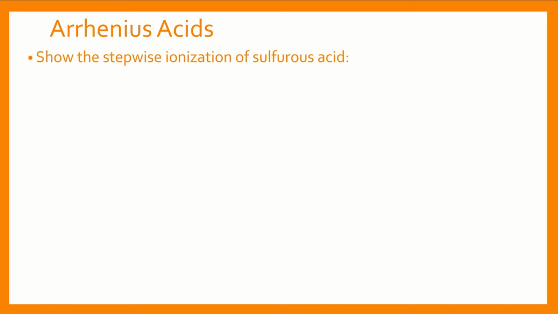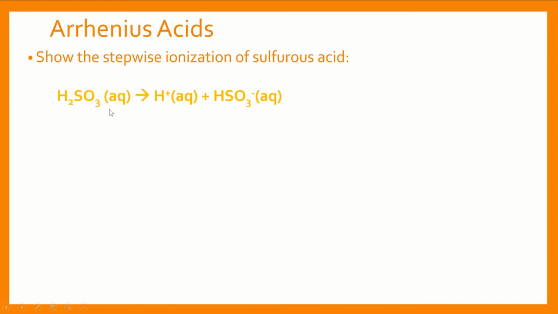All right, so here's some examples of what we do with Arrhenius acids. Show the stepwise ionization of sulfurous acid. Stepwise means show each H coming off. They come off one at a time. And again, oftentimes they won't completely come off. You might end up here with only one H coming off quite often. We'll talk about that more later when we get to buffer solutions.